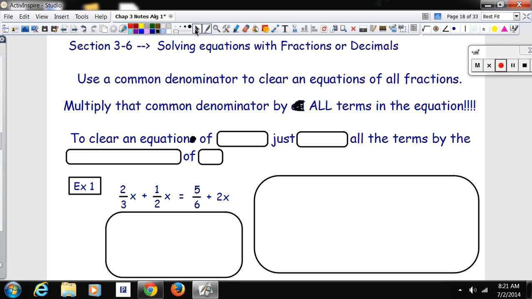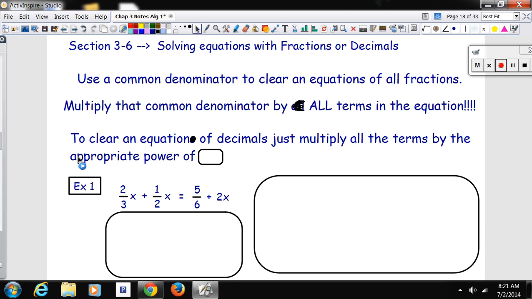To clear an equation of decimals: if you've got a decimal in your equation and you want to get rid of the decimals, just multiply all the terms by the appropriate power of 10. Meaning if you want to move all the decimals over one place, just multiply by 10. If you want to move it over two places, multiply by 100, because that's got 2 zeros, it'll move it two places.